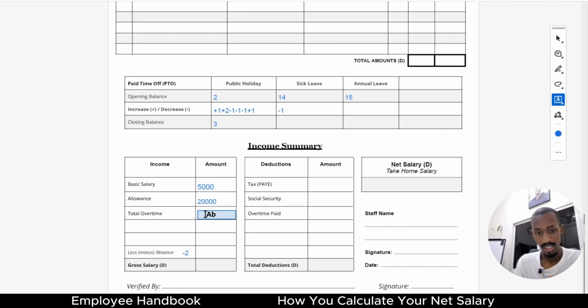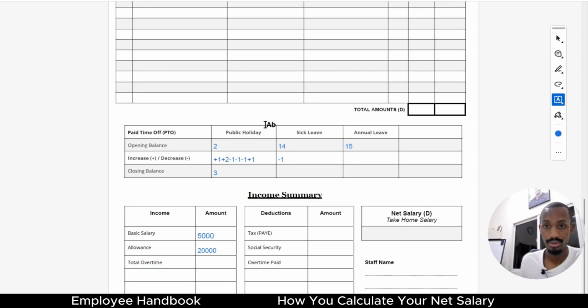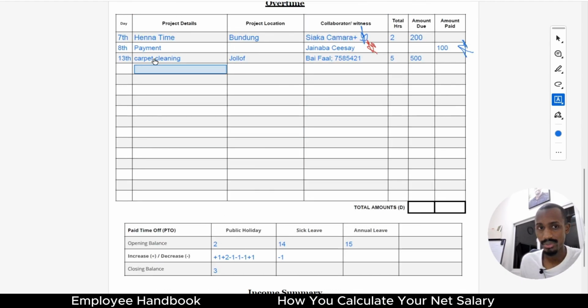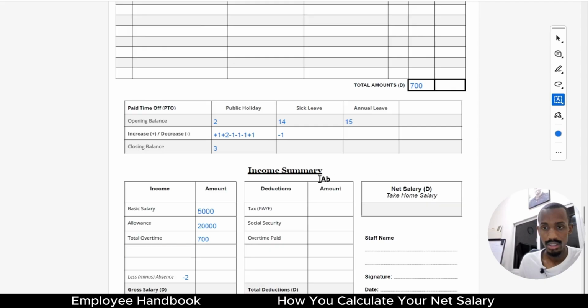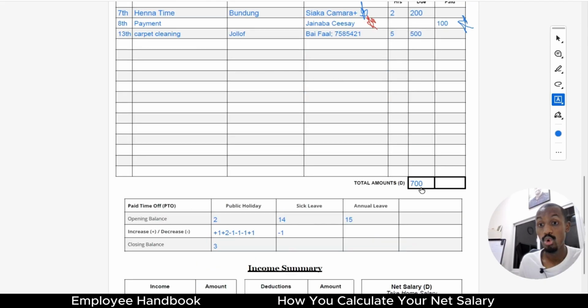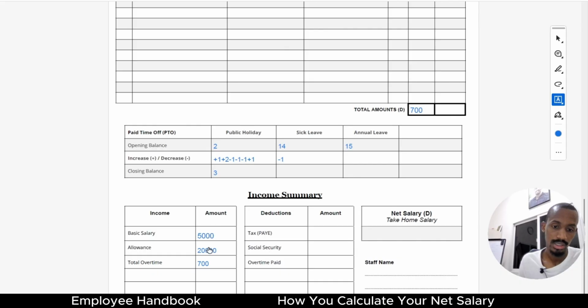So overtime. Let's assume for the purpose of this example that I receive overtime. Let's take reference from the overtime examples we gave earlier. My total overtime is how much? My total overtime is 700, because 500 plus 200 is 700. So I will put 700 here. Let me write it down. So this is the total overtime that the company owes me. This is 700.